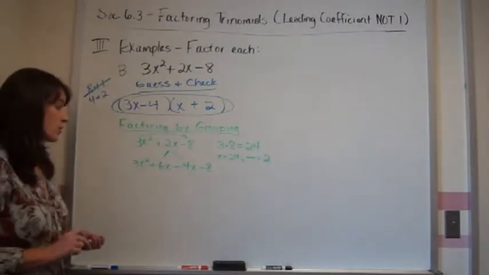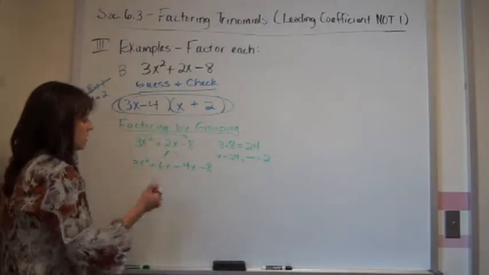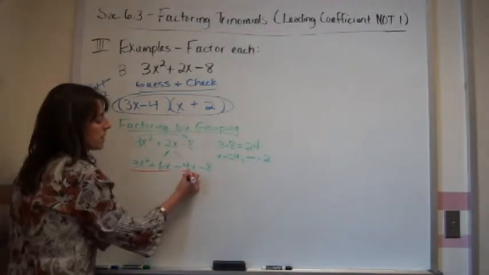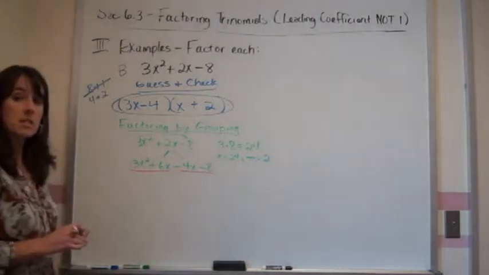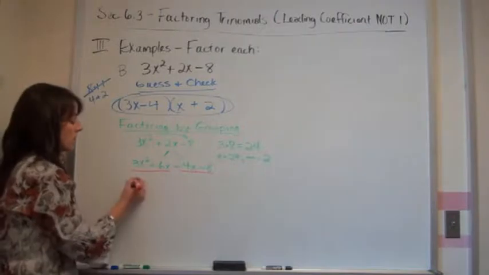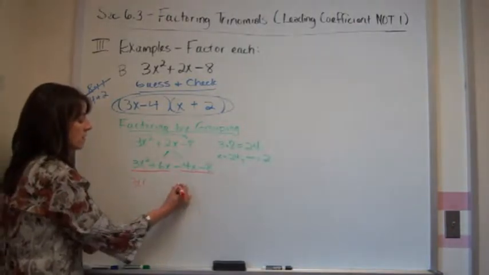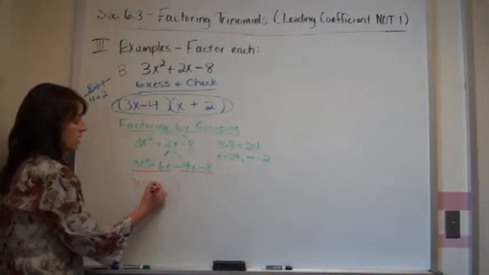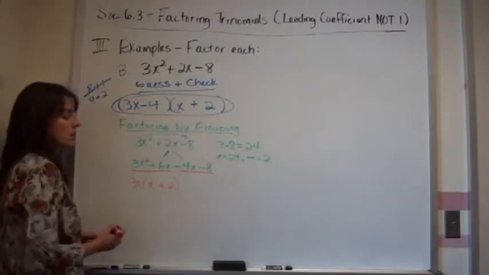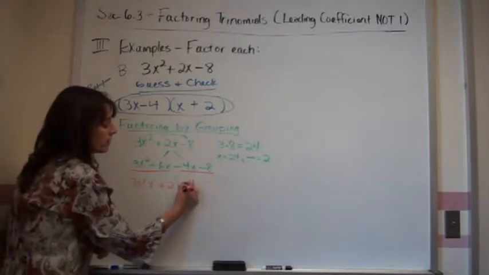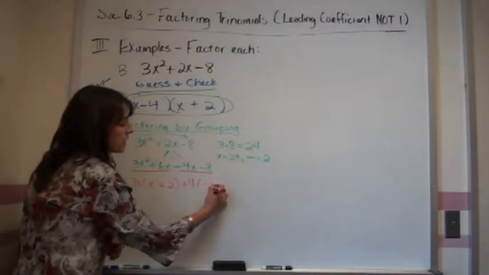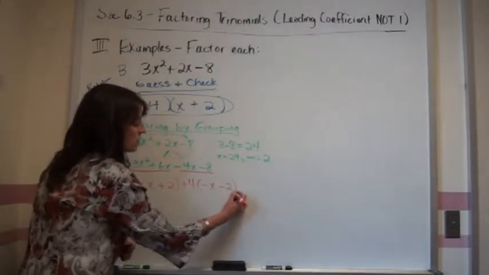So now what I'm going to do is I'm going to group them up in pairs. So I have a pair right here and a pair right here. I'm going to divide out what's common to each of those pairs. This one I can divide a 3 and an x out. When I do, I'm left with an x plus a 2. Here I can divide a 4 out. And I'm left with a negative x and a negative 2.